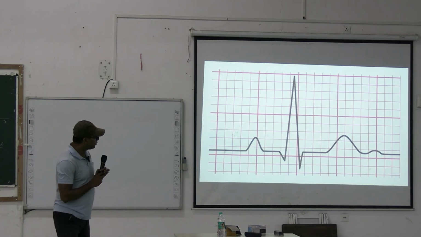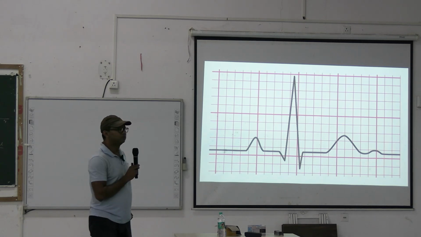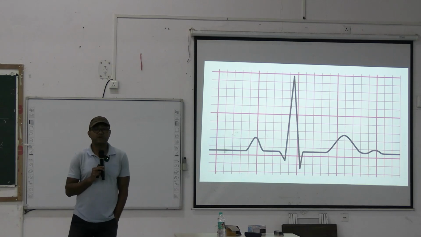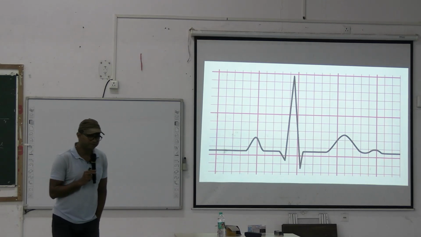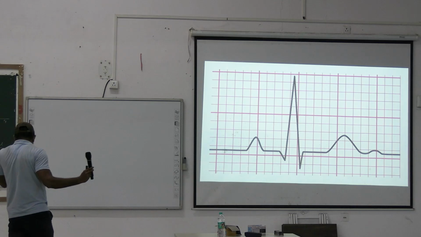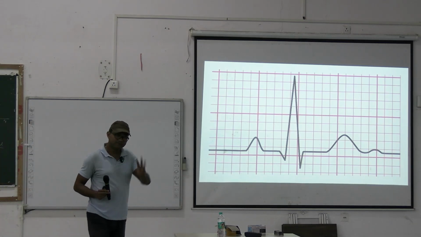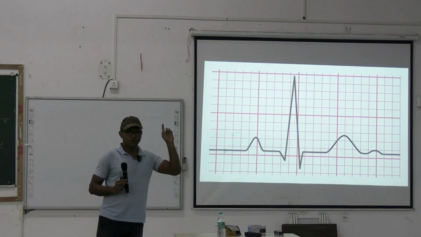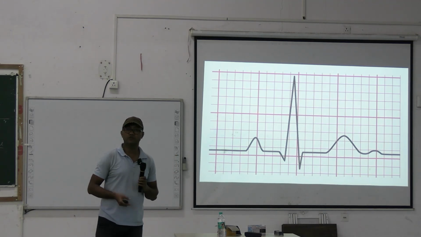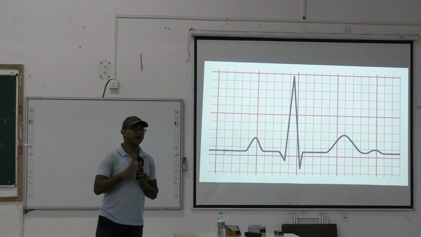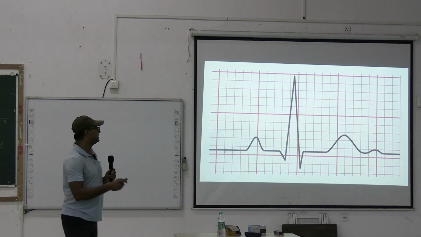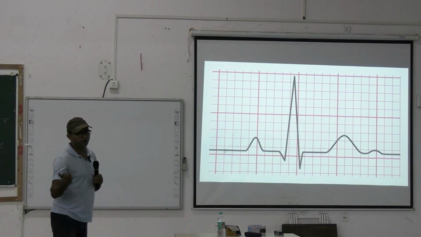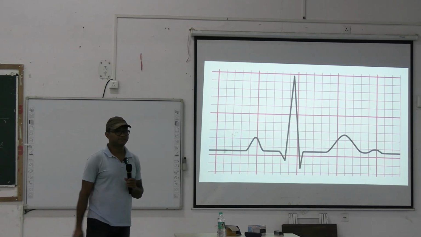Okay. Now, if I ask you ST segment, what is the time duration of ST segment? Can you tell me? It is almost 3 small squares. 1 small square in x axis equals 0.04 second. So, 0.04 into 3. So, length of ST segment is 0.12 second. Okay.